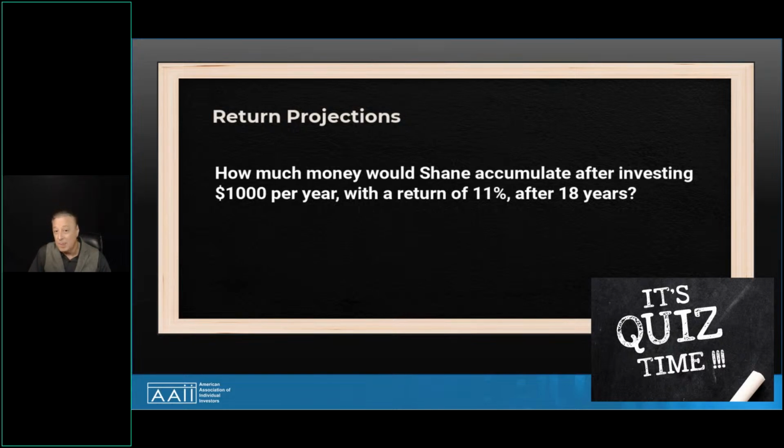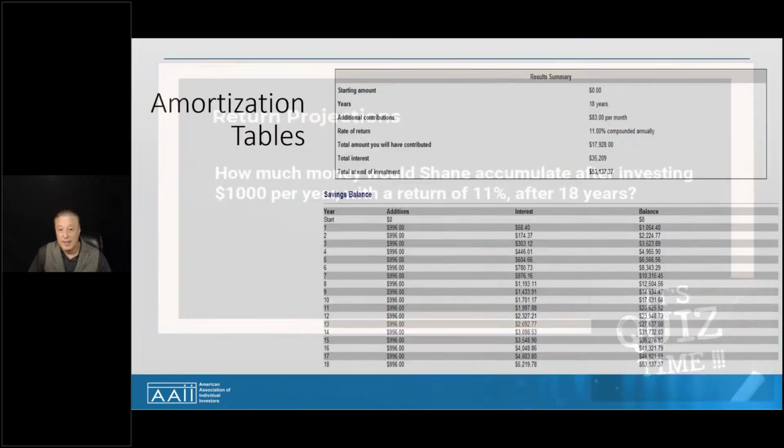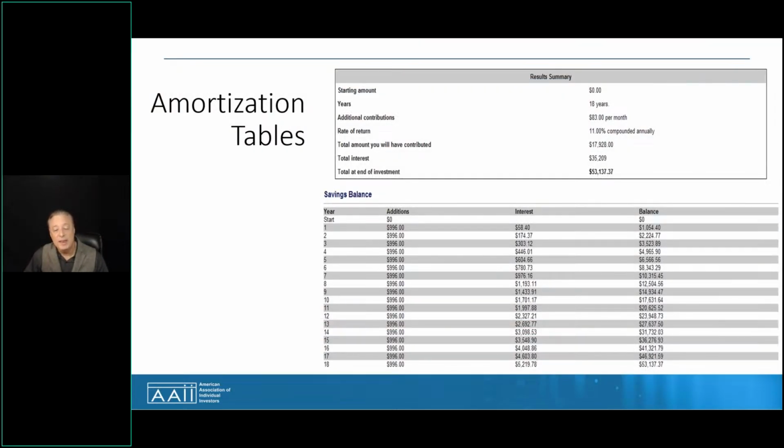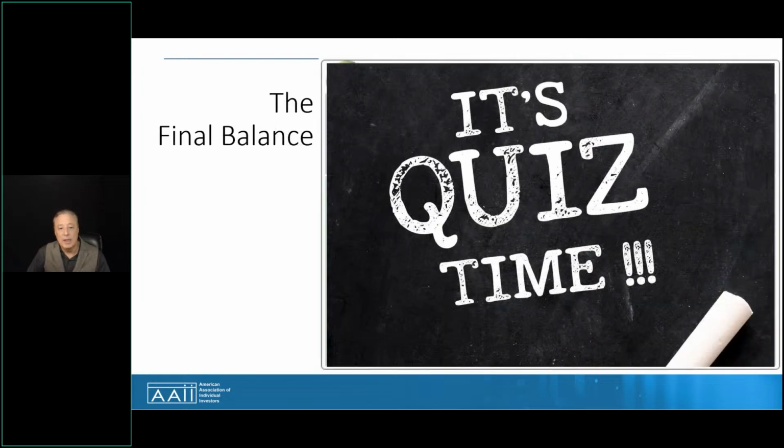Well, get ready to be disappointed. After the first 18 years, the final balance, with the $18,000 worth of contributions, was only $53,137. Not very good, is it? But before you turn off your computer, according to the plan, Shane does not add another penny and simply lets it ride. Here's your second quiz.